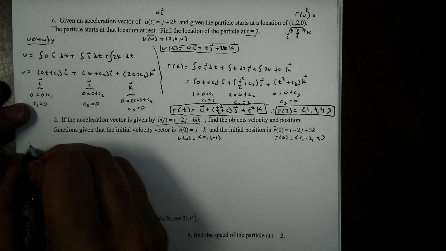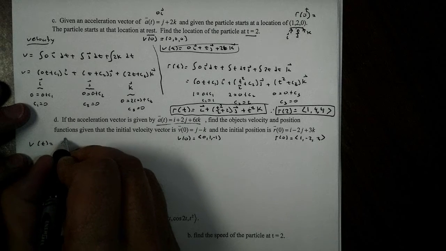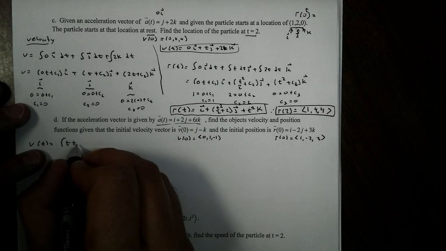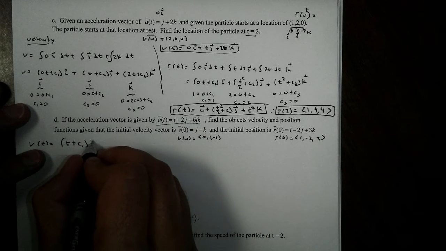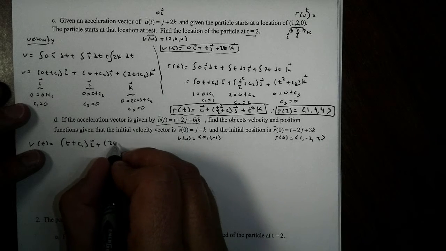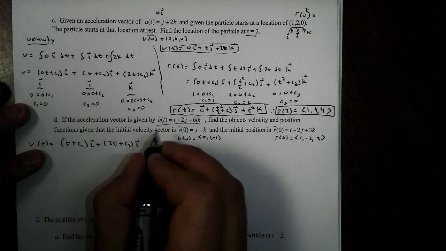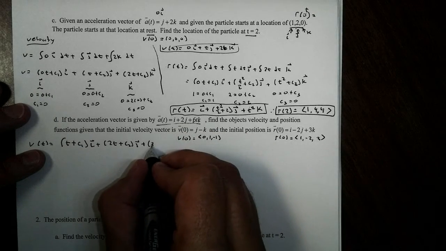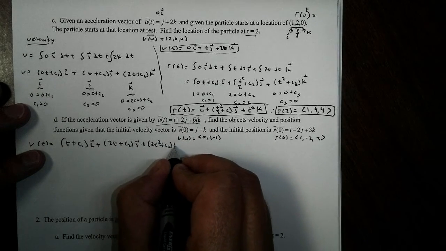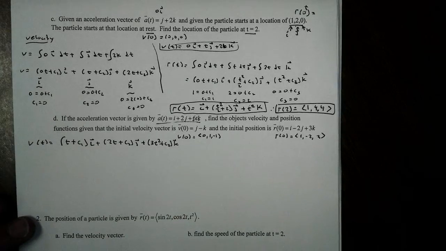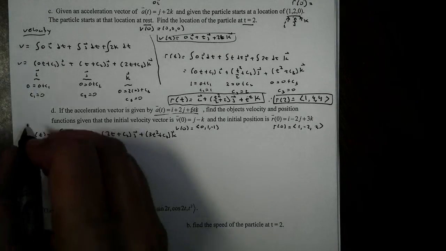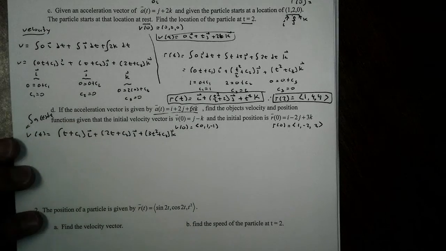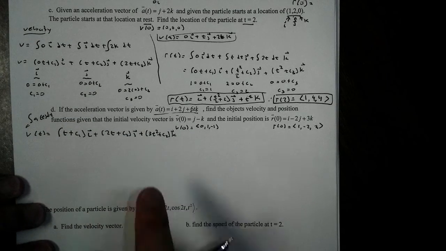And we are definitely going to be integrating here. So to get velocity, hopefully we've been integrating long enough, we can do this quickly in our head. This just becomes t plus C1 i plus 2t plus C2 j plus, be careful, 3t squared plus C3 k. I just integrated. Remember, velocity is the antiderivative of acceleration. Don't forget your differential. I just did all the math work in my head.